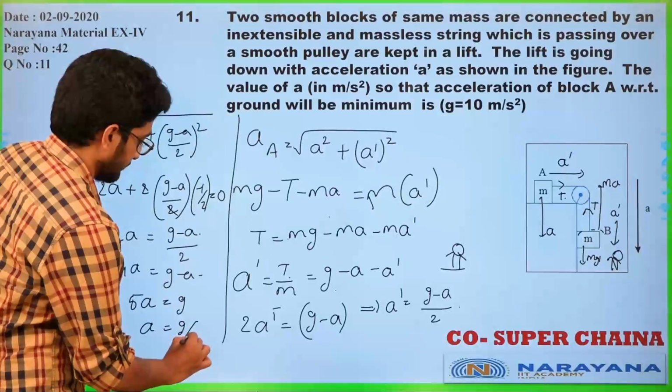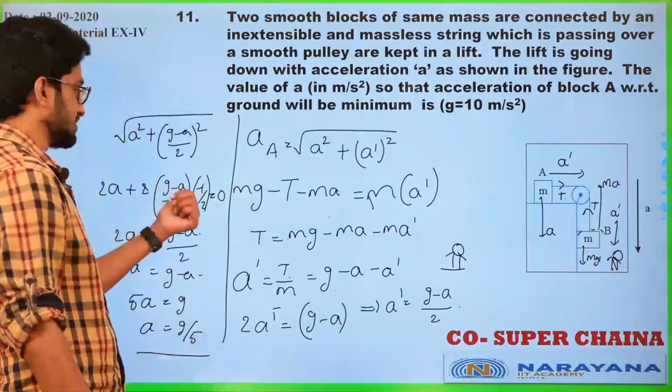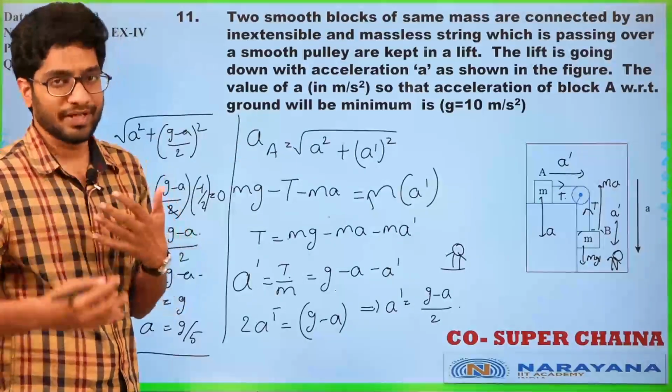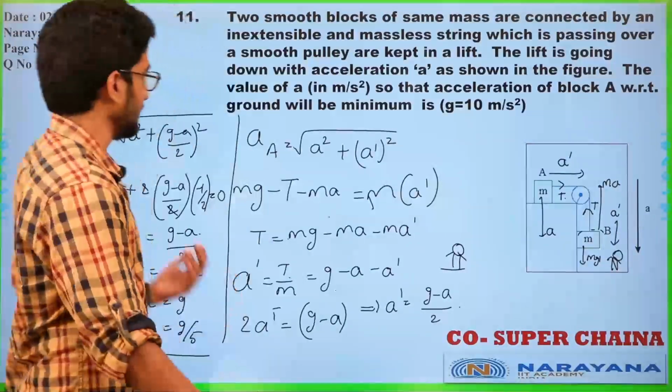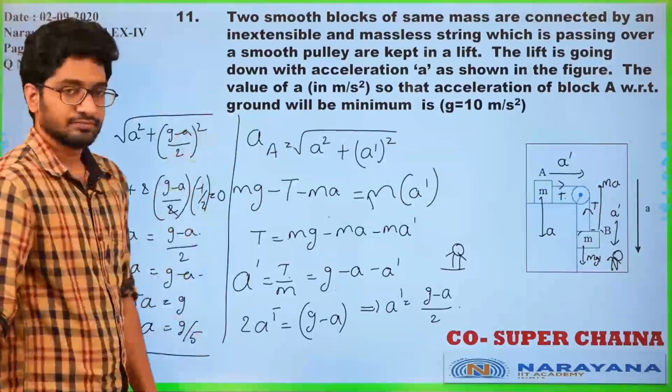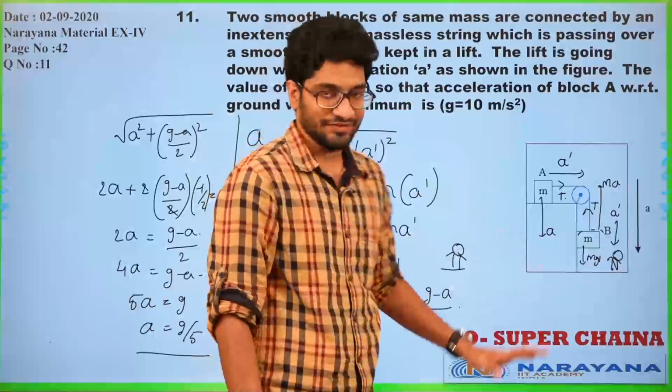The condition I took here is that the derivative of the inner term should be 0, so that the term becomes minimum, or maximum. In both the cases the derivative is 0. So a should be g by 5. The acceleration of the lift should be g by 5.